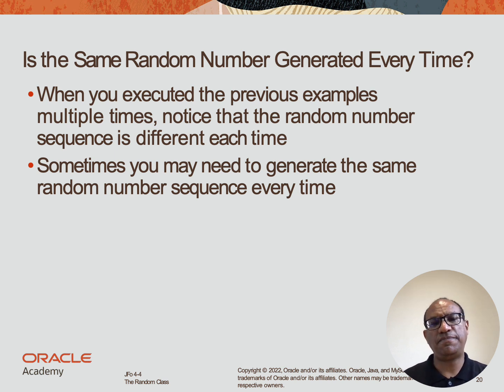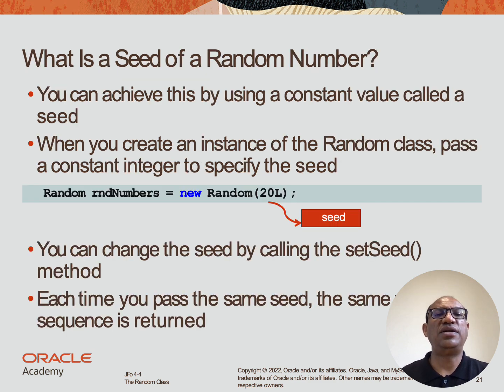Now here's a twist. If you run the same program twice, you'll get different random sequences. But what if you want your random sequence to always be the same, like for testing or debugging? That's where a seed comes in. You can initialize your Random object with a constant value, like Random rnd equals new Random(20L). This gives you the same sequence of random numbers every time you run it. Note, seed is a long data type.